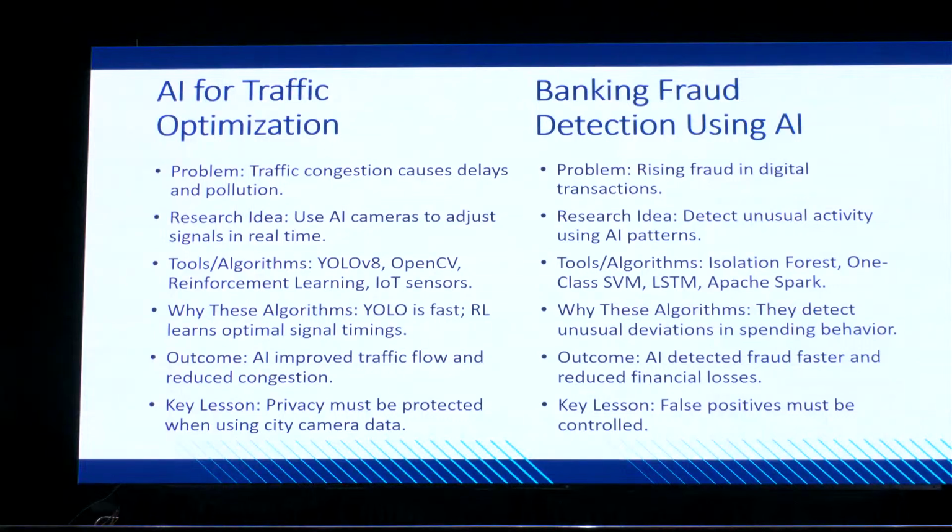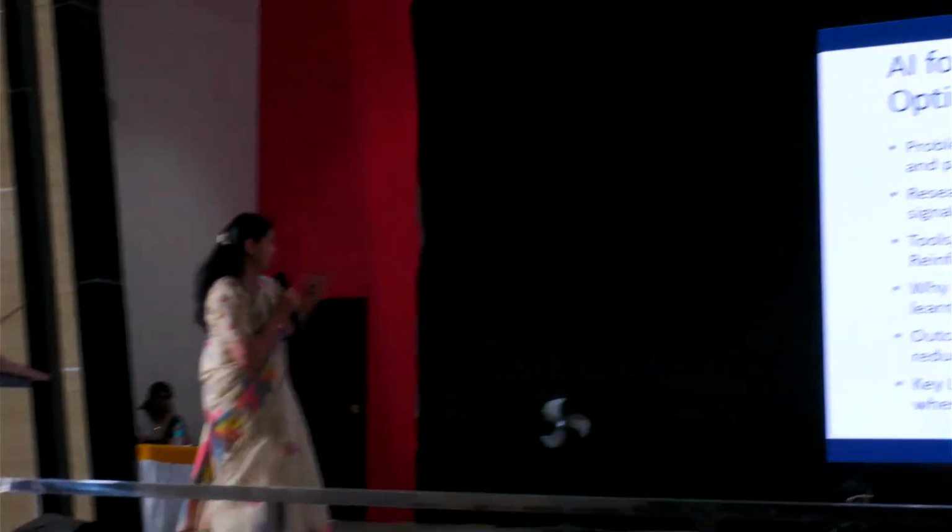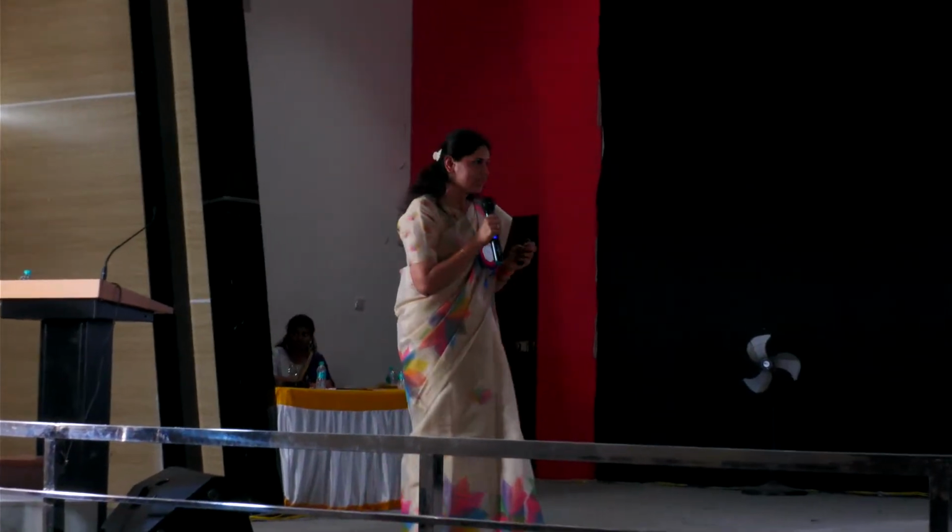So we are also using some algorithms there. How do the camera and AI techniques know that you are breaking the rules? We have to give the data to the machine first, and then we are using YOLO V8, OpenCV, and reinforcement learning algorithms, and some IoT sensors also work behind that. YOLO is fast, and reinforcement learning optimizes signal timings. The outcome is that traffic flow will go easily and there will be less congestion on the road while you travel, by using these AI techniques.